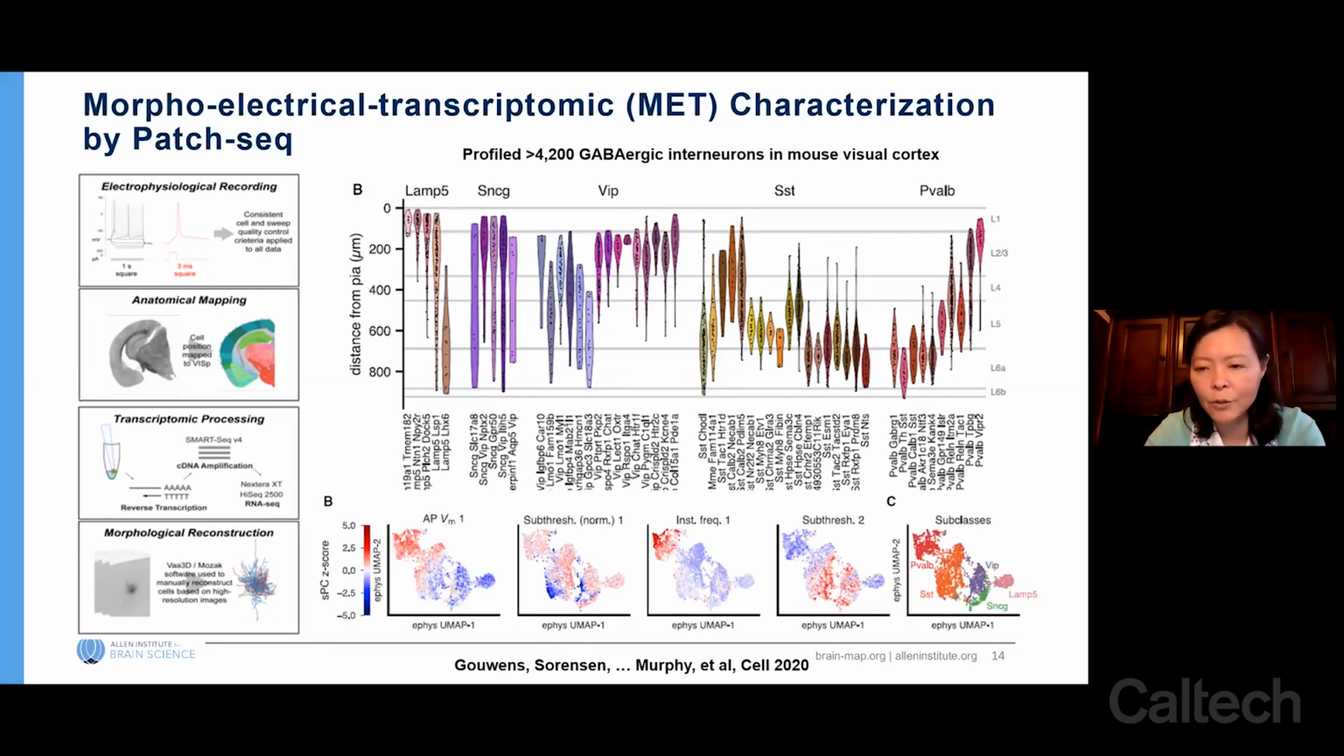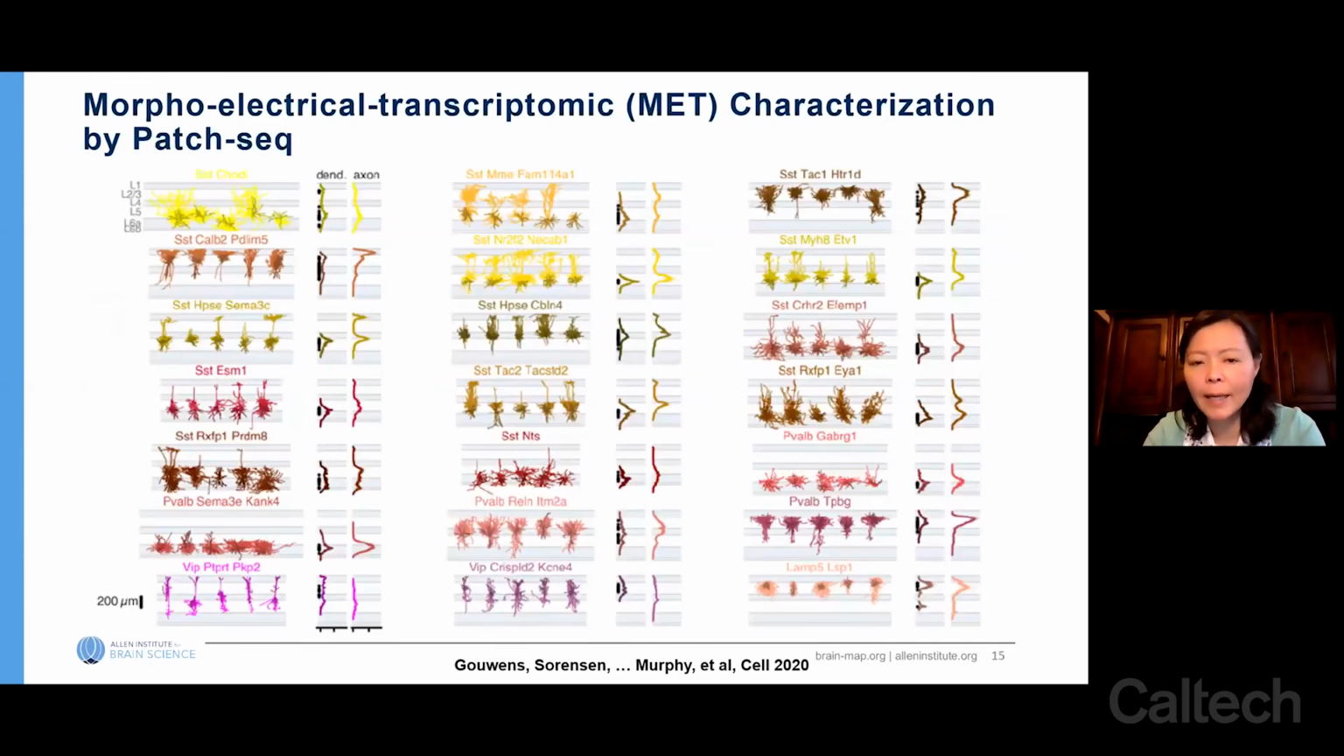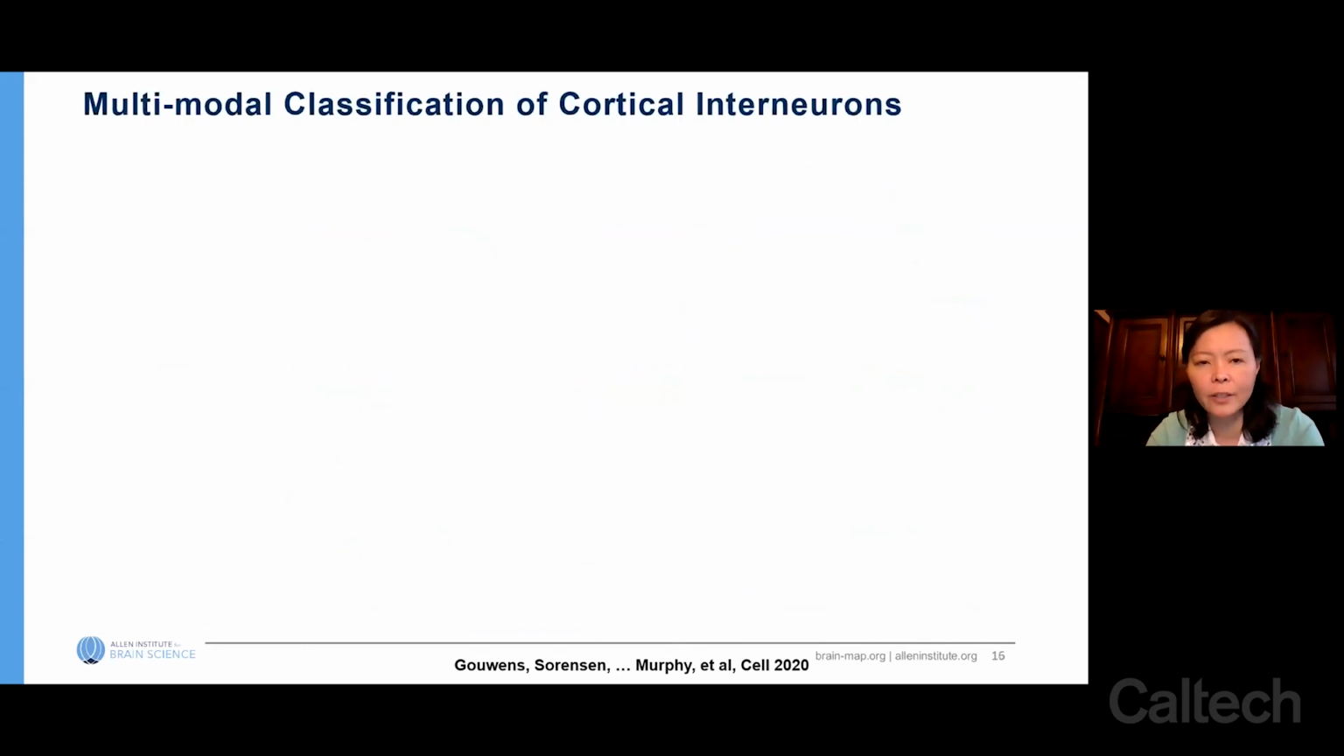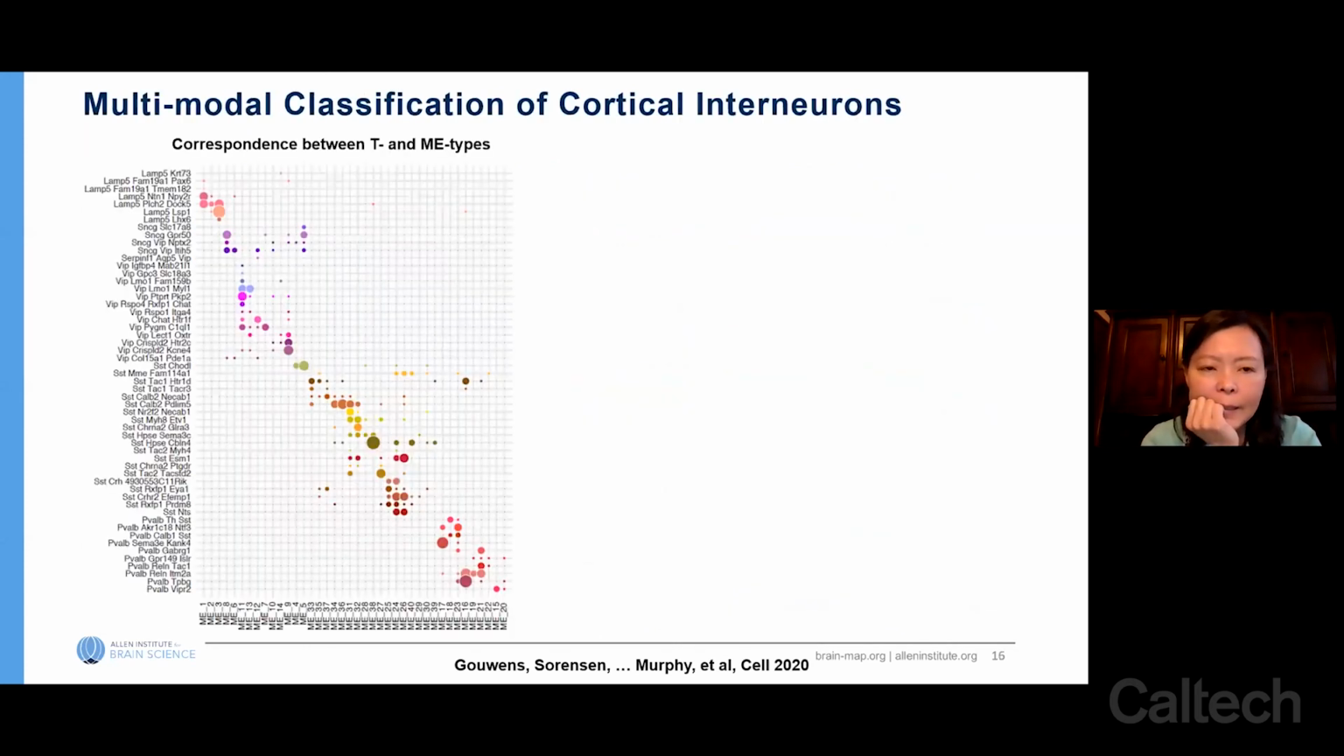We further can use electrophysiological information to classify the cells and use morphological information together with the electrophysiological properties to independently derive a set of ME types. To integrate transcriptomic information together with the ME information, we generated this cross-correlation plot for the exact same set of neurons. And we see that the T types, the transcriptomic types, are highly correspondent with the ME types at a high level, as in this diagonal distribution of the cells.